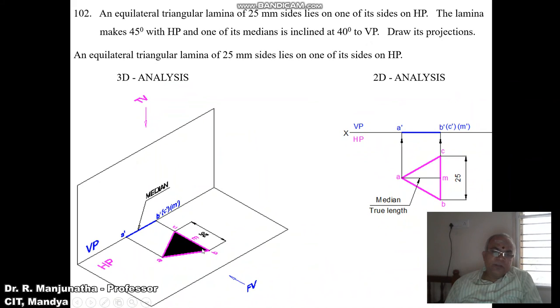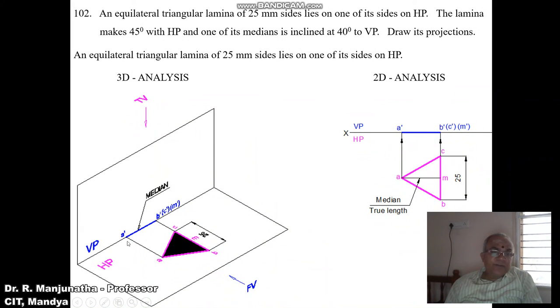So BC has to be perpendicular to VP. And the lamina makes 45 degrees with HP. So obviously this is the surface resting on HP. Since the surface inclination with respect to HP is given, obviously we have to start from HP. So that is the reason why we are starting from HP.